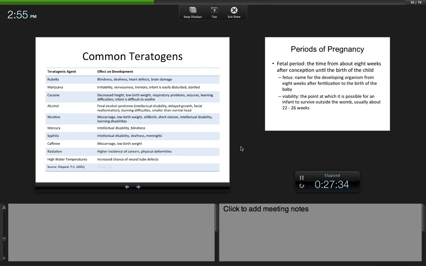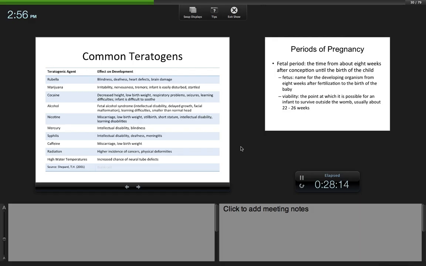Alcohol, right? Fetal alcohol syndrome can cause intellectual disability in newborns, delayed growth, facial malformation, learning difficulties, and a smaller than normal head. There's a study that came out recently, in the media a lot, reminding women, please don't drink while you're pregnant. A survey found that women are drinking a lot more while pregnant than people thought. So the medical community came back out and said, please remember not to drink while you're pregnant. There is no safe amount of alcohol to consume while you're pregnant.